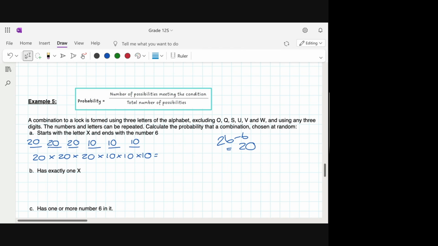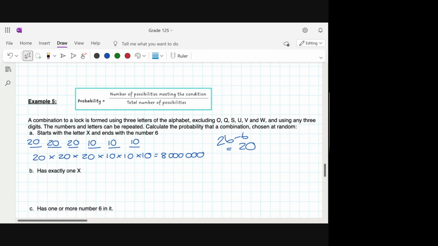Okay, so my possible combinations here are 8. How many zeros have I got? 8, 1, 2, 3, 8 million. Wow. Okay, so I got 8 million options here. Now I need to work out what's the probability that it's going to start with an X and end with the number 6.